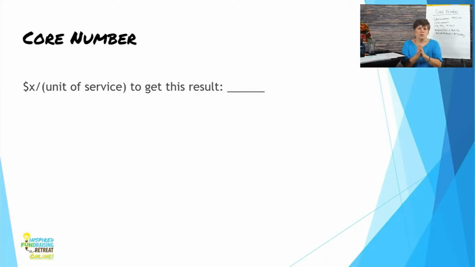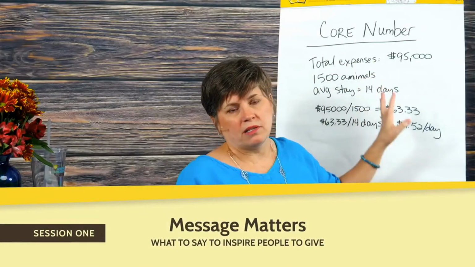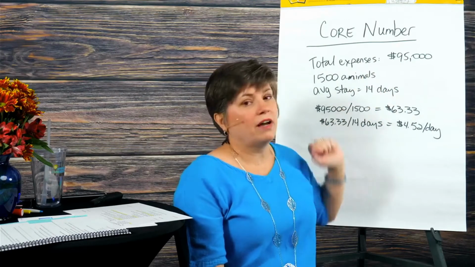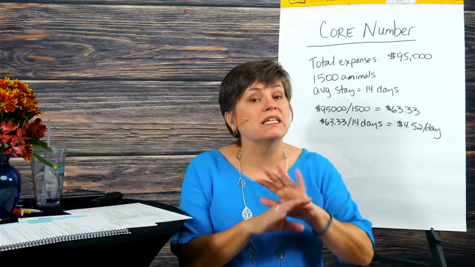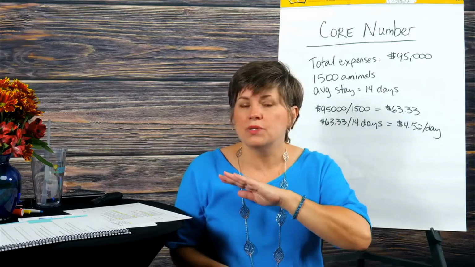Okay, so what we want to do to calculate the core number is to start with a couple of things. We want to look at first the total expenses. So in this example, we have an organization that had total expenses of $95,000 during the year. Now, a lot of people want to try to only use the direct expenses here, and I don't want you to do that. The easiest way to do this is go back to 2019 numbers for the year, look and see what your total expenses were, and that includes absolutely everything, every penny you spent.